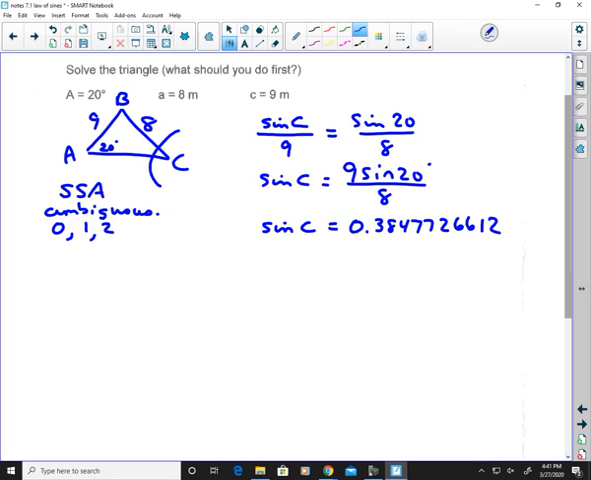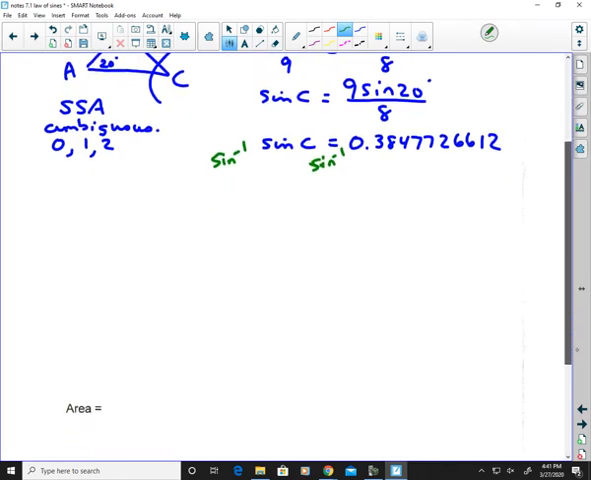Now we need to take the inverse sine of both sides, and this is where we get a reference angle. In quadrant 1 it will be the angle, but in quadrant 2 it will be the reference that I'll use to get that quadrant 2 angle. So my angle C, which is really a reference angle, is 22.6296. This will be my reference that I'm going to use in both of my quadrants.